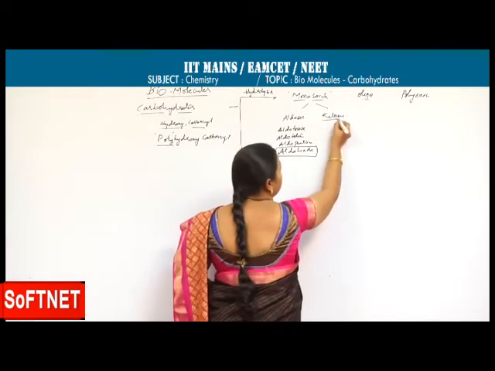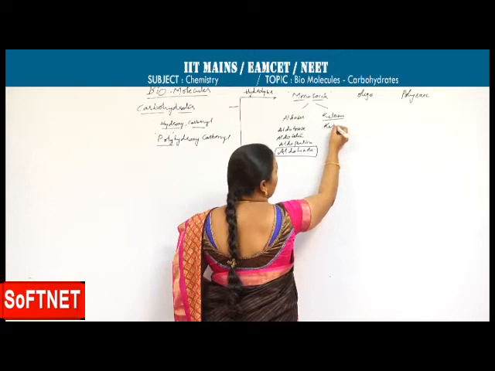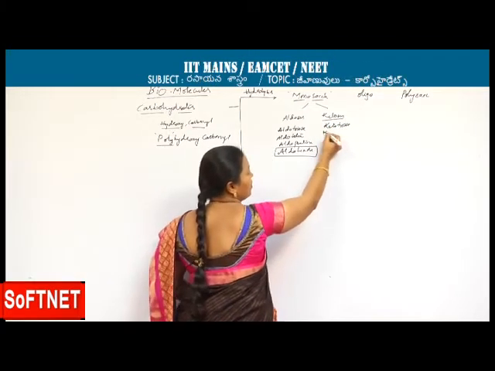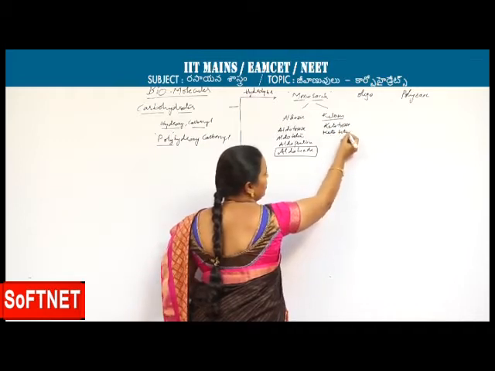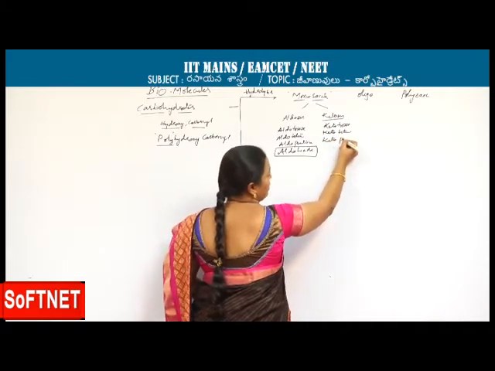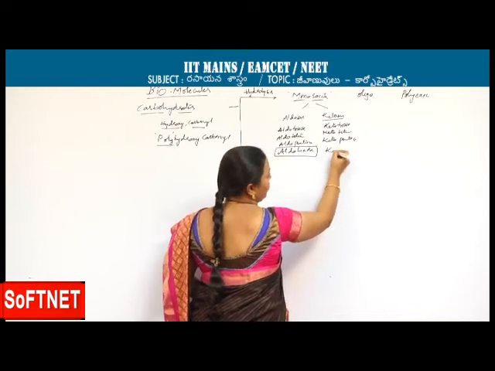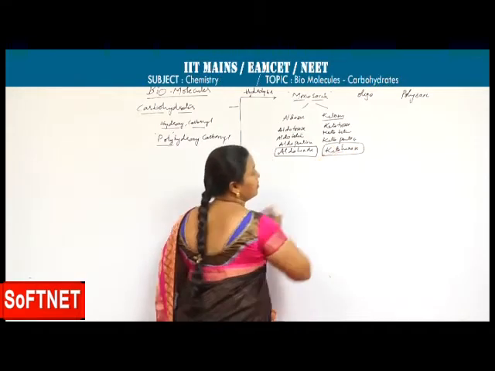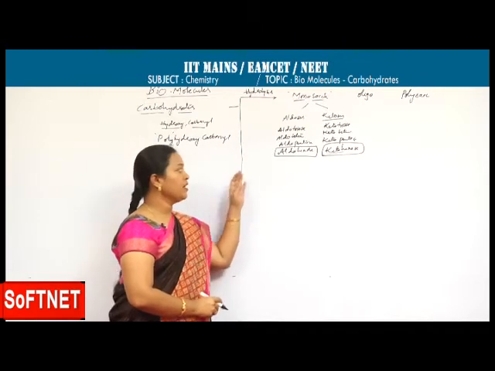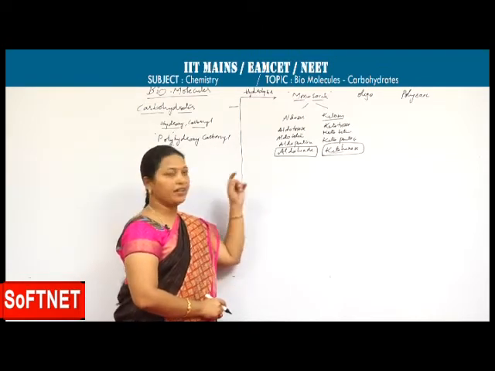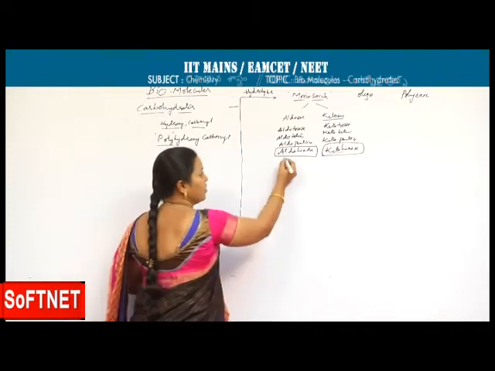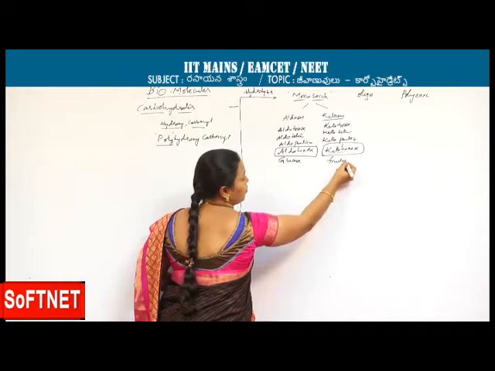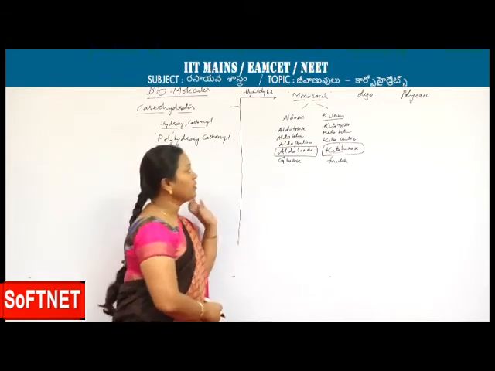Next, ketoses, similarly: ketotriose, ketotetrose, ketopentose, ketohexose. Here the example is fructose, which contains ketone as the principal functional group and also contains 6 carbon atoms. Glucose and fructose, we will discuss these two in detail in this topic.